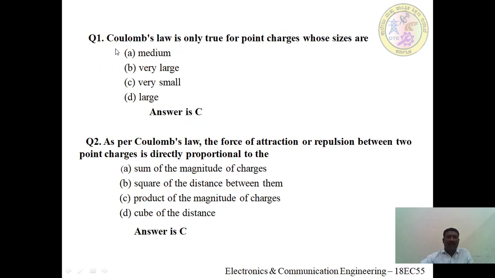Lastly, you can take up a few multiple choice questions. Take the multiple choice questions here. Coulomb's law is only true for point charges whose sizes are very small. Okay, Q1 and Q2 are very small. We find the definition, we can see it. From this you can conclude the answer is C, that is, very small.